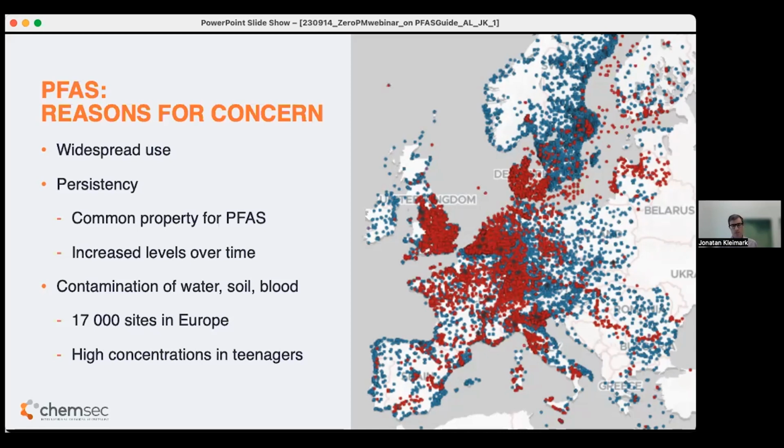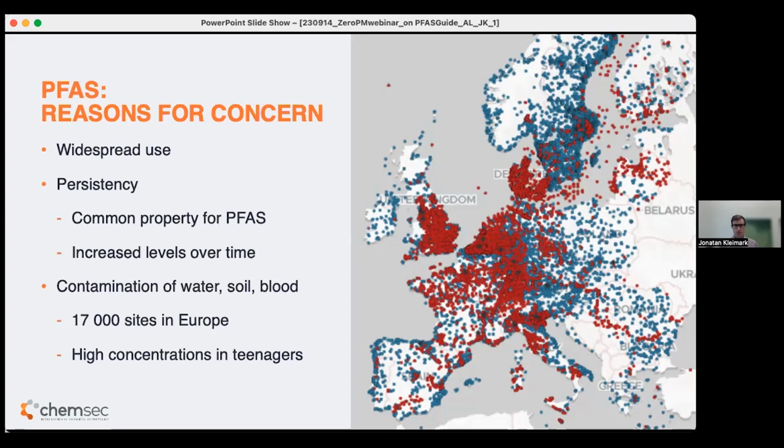All PFAS substances are persistent, and this is a common property for them all. Being persistent means that they don't degrade in nature. And that means that over time, we will have increased levels of different PFAS substances in nature, in our blood, in the water. And of course, this leads to contamination of water, soil and blood.